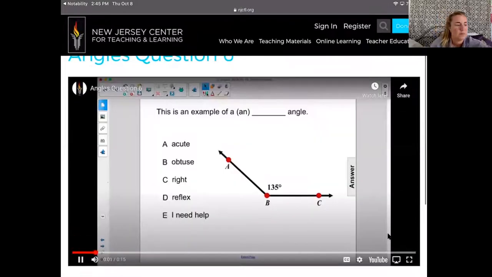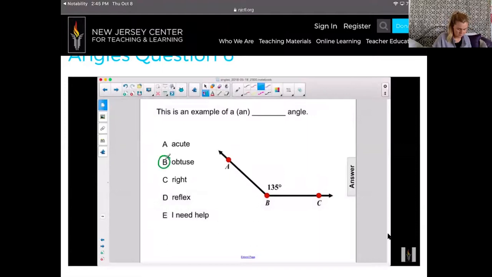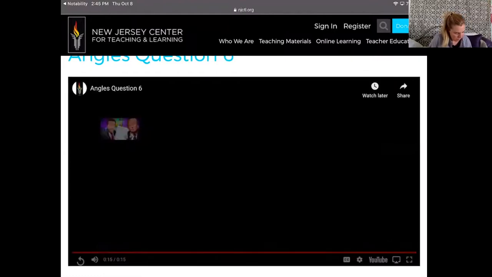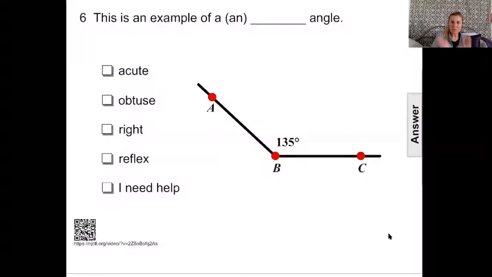This is an example of an obtuse angle. The measurement of angle ABC is 135 degrees, which is greater than 90 degrees but less than 180 degrees, which means it is obtuse, B.